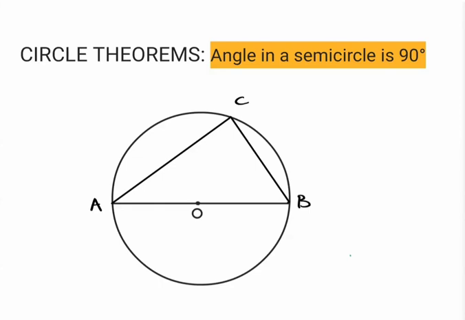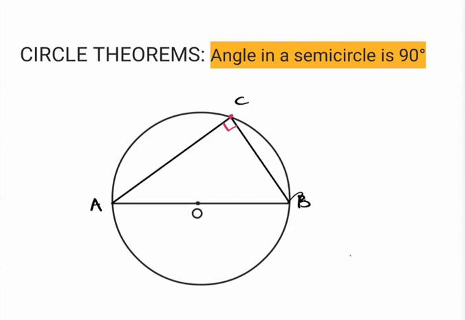Now, the angle C, which is opposite to our diameter, will be 90 degrees. This is the angle which is 90 degrees. It is the angle that is opposite our diameter and necessarily touches the circumference. Make that observation. The point C must necessarily be on the circumference.